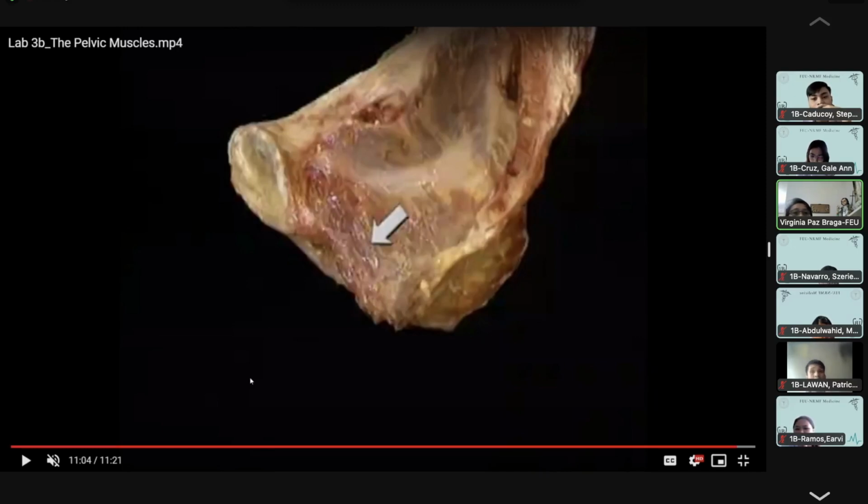Levator ani plus coccygeus equals pelvic diaphragm. Okay, coccygeus. So, hindi tayo magkakalituhan. Medyo makulit ako eh. Pasensya na. Okay. Next. Meron pa ba?